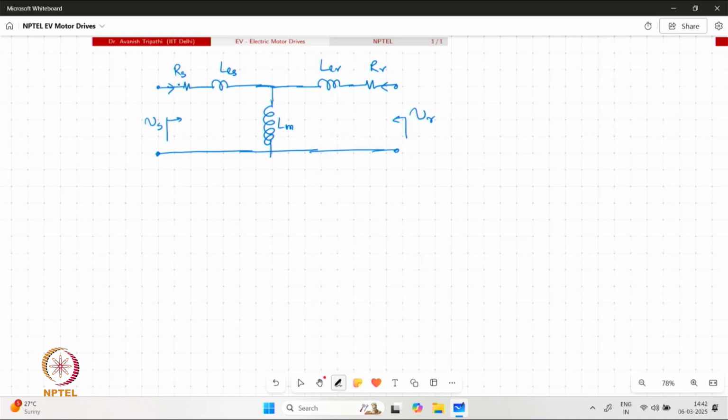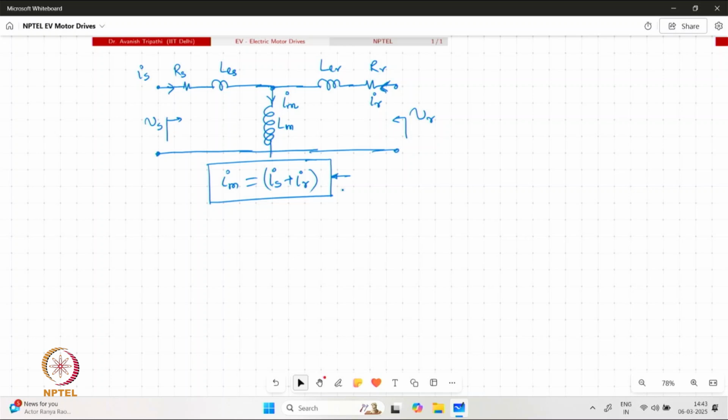Current flowing on the stator and rotor side are also marked over here, and the magnetizing current IM flowing in the magnetizing branch is also indicated by IM. Here IM is equal to IS plus IR. We have followed the convention to supply the rotor current into the rotor direction, which is why we are able to write IM as the sum of IS and IR.